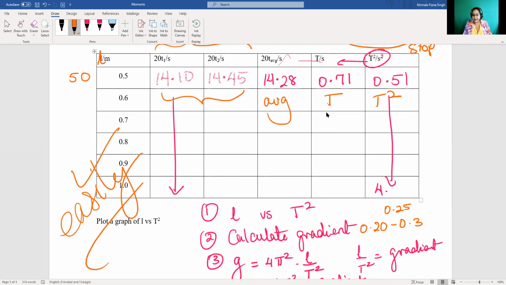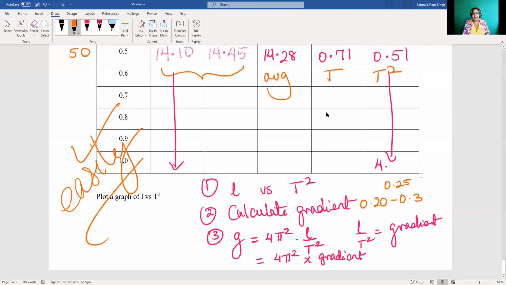You are calculating the gradient of your graph. Then you are going to be finding g. And how do you find the acceleration due to gravity? It's going to be 4 pi squared times your gradient. Everybody? All right, that is what we're going to be doing.